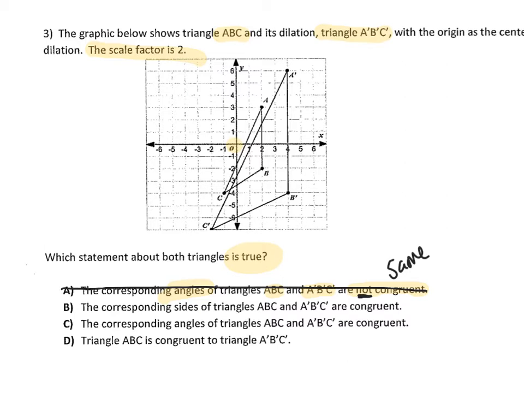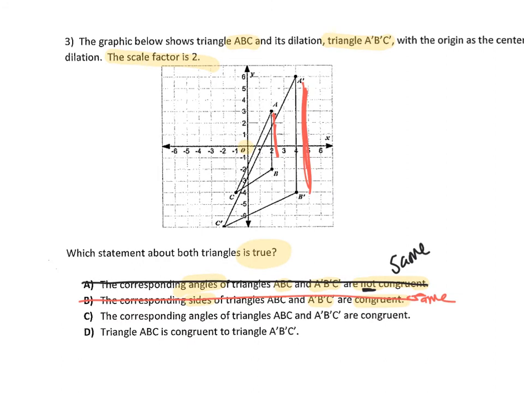Then B says the corresponding sides of triangle ABC and A prime, B prime, C prime are congruent. So they're saying that those side lengths are the same. Is that true? Think about if you're looking at from A to B to the dilated A to B. Are those going to be the same measurements? No. So they would not be congruent. They wouldn't be the same.